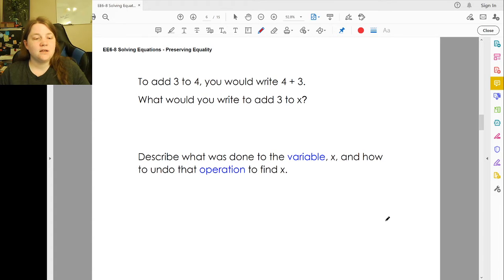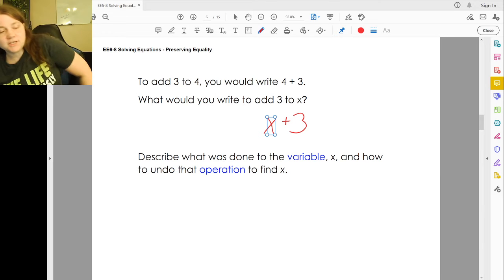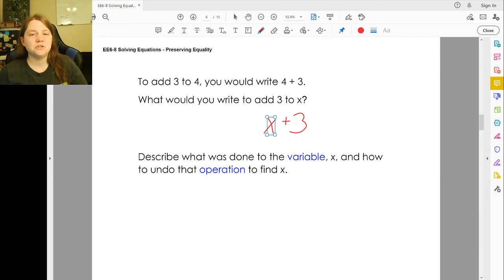So, to add 3 to 4, I would write 4 plus 3, because that's adding 3 on to the original number 4. What would I write to add 3 to x? Well, I would start off with x, and then I would add 3 to it. That's what was done to the variable. We started off with x, or some number, and then we added 3 to it. How would we undo that? Well, the inverse of addition is subtraction. So I would subtract 3 away.